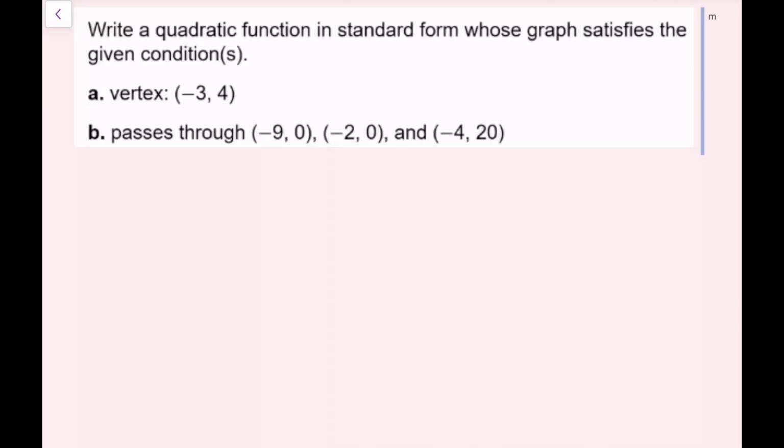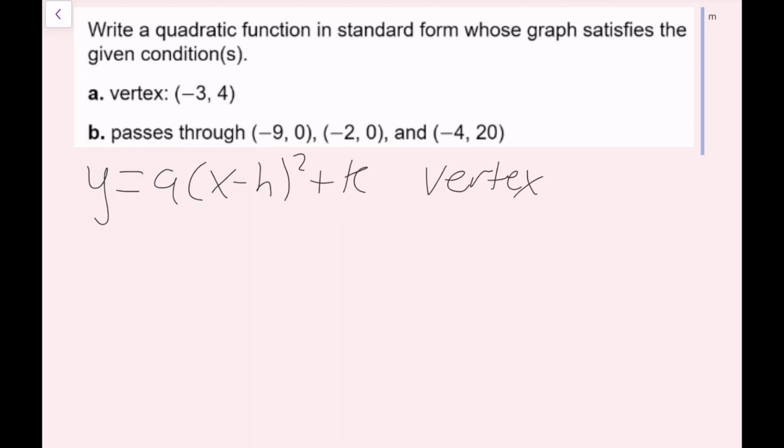All right, so for the 6th example, we're told to write a quadratic function in standard form whose graph satisfies the given conditions. So the first part of example number 6, we just need a quadratic function that has a vertex of negative 3, 4. So what I'm going to do is just use vertex form because that would be the easiest form given the vertex. So vertex form, if you remember, is y, and you could have used f of x instead of y, but I'm just going to use y here. y equals a times quantity x minus h squared plus k. This is vertex form.